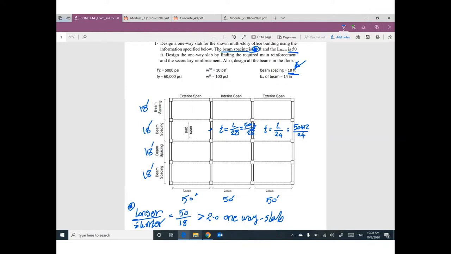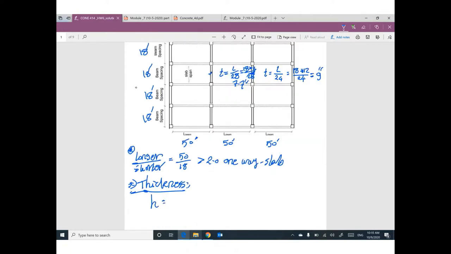So what do you think? The longer direction, which is the main direction, not the longest direction. So it will be 18. 18 times 12 divided by 24. It will be 9 inch. This one, 18 times 12 divided by 28, it will be 7.7 inch. So the final decision, I'm going to use H for this slab of 9 inch for the whole slab.